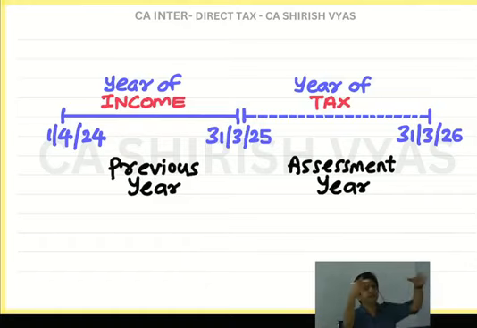Why they call every year as a previous year? Because whatever tax government is getting, it is for that year or the previous year. Previous year. And as a student, you know what you should think.